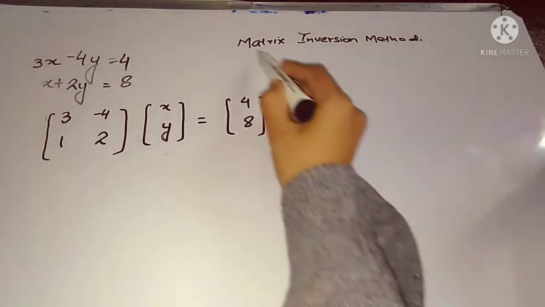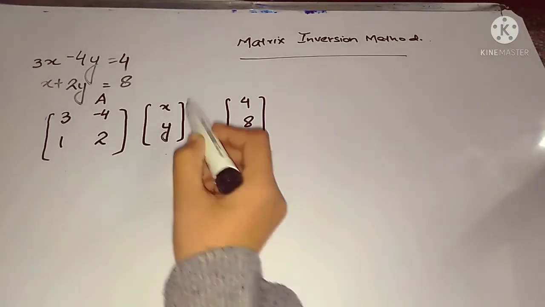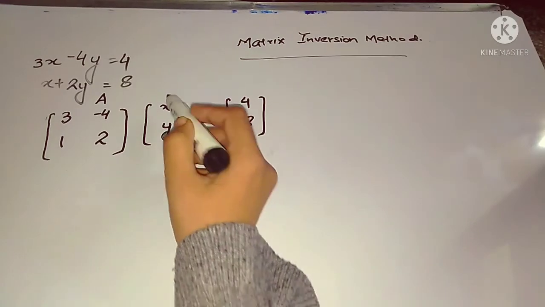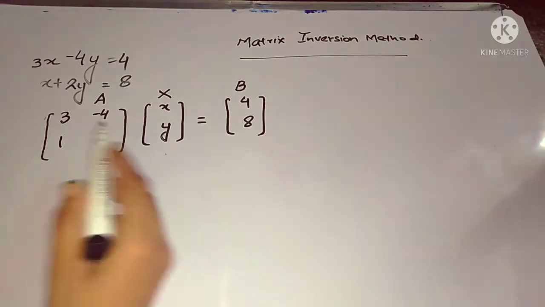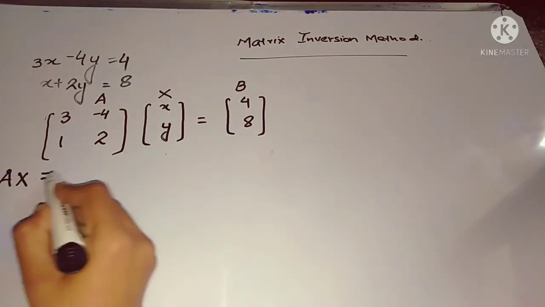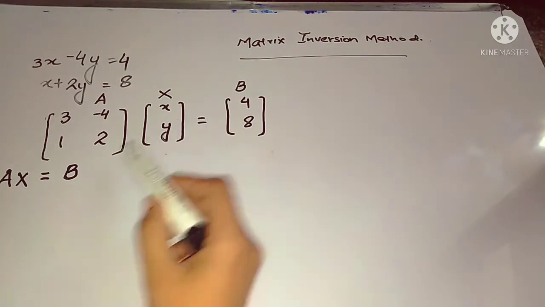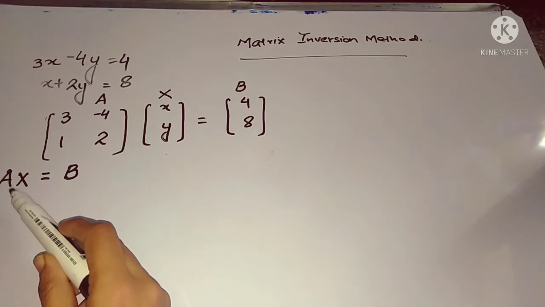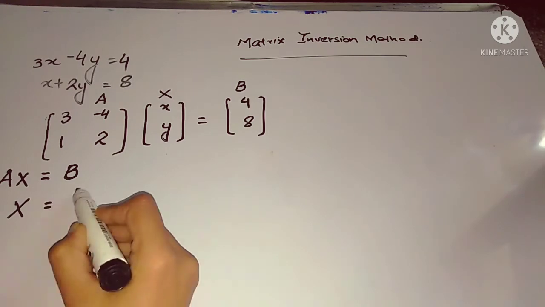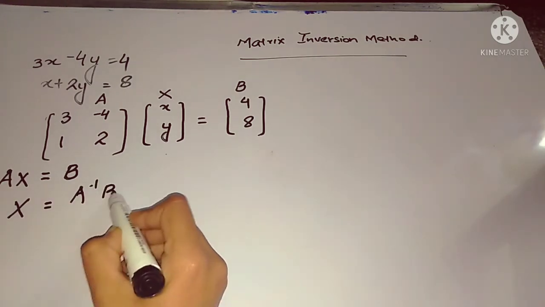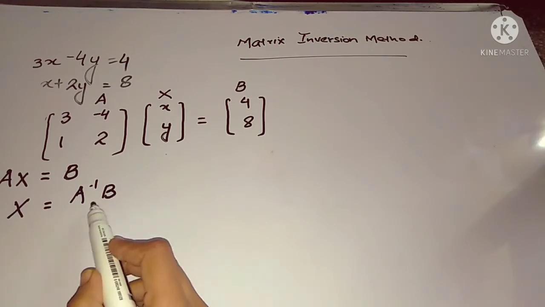Okay, so this is A. Students, we can give this matrix the name A, these are the variables, so we can give it the name X, and these are the constants, so we can give it the name B. So it means that AX is equal to B. Remember that we have to find the values of X and Y. So we don't need this A over here; we have to move A to this side. When A comes to this side, it becomes A inverse. So to find the values of X and Y, you have to multiply A inverse with B.